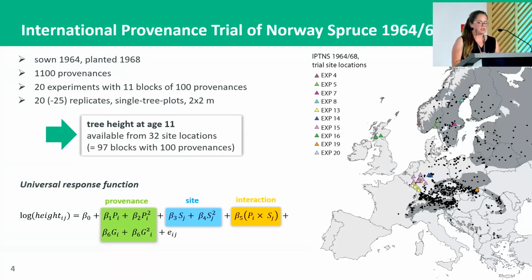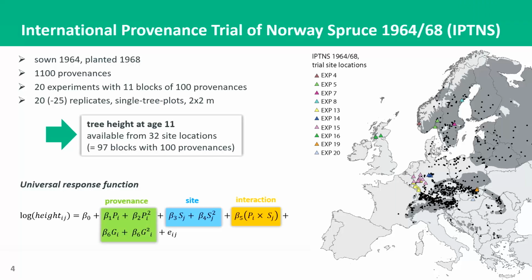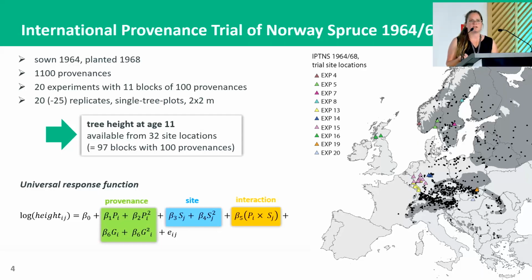For my PhD project, I assembled a lot of data from the international provenance trial of Norway spruce. This huge trial series was sown in 1964 and planted in 1968. The people at that time did a really great job. They sampled 1,100 provenances, which is a huge number, all across the natural and the artificial distribution of Norway spruce. And with these seeds, they established 20 experiments with 11 blocks of 100 provenances.